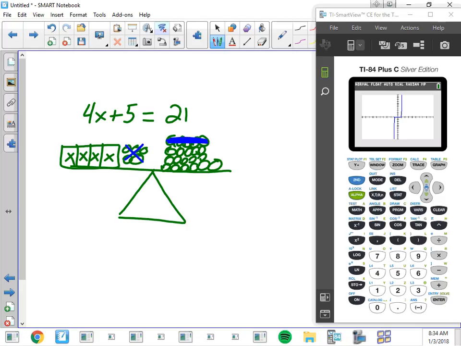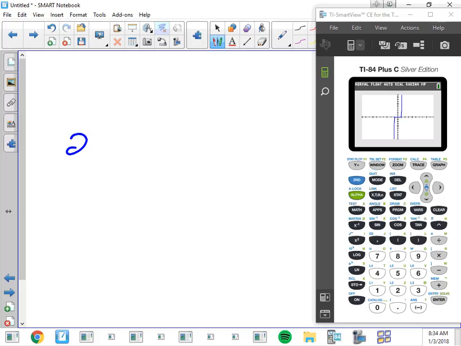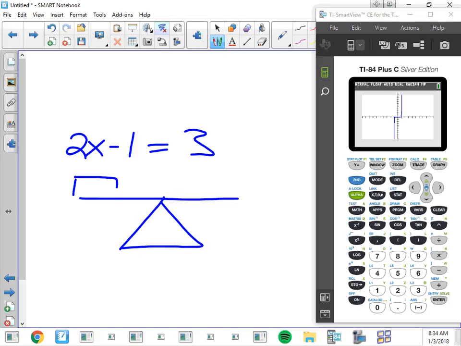Okay, what about negatives? 2x minus 1 is equal to 3. So what we have here are two x's, and those x's are pushing down, right? And then on the other side, we have 3 rocks, and those rocks are pushing down. How would I do a -1? It would be a balloon that is pushing up with the weight of 1 rock.